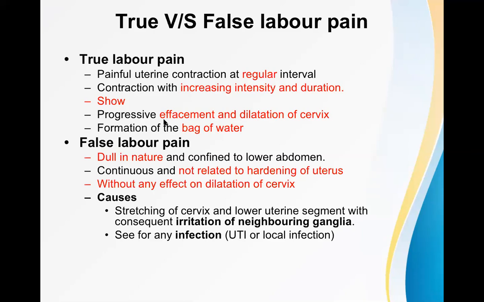And there is formation of the bag of water, which we can detect per vaginal examination. When we put a finger and examine, there is a formation of the bag of the water. This is because of the contraction of the uterus, which is constantly pushing the amniotic fluid or amniotic membrane or bag downwards.